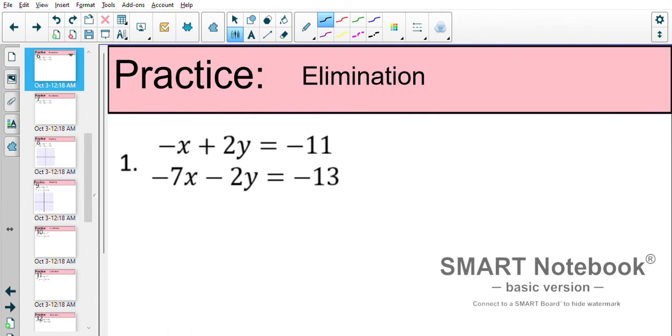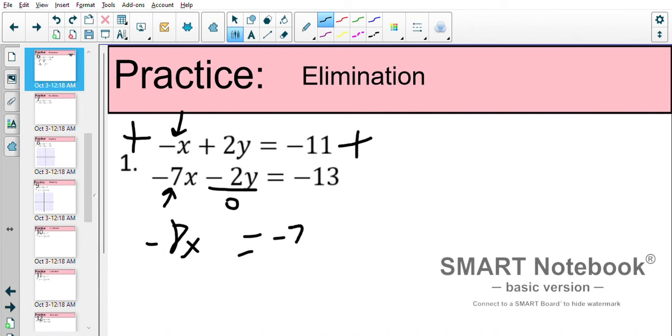I'm starting with elimination on this one because we've got a pair right there ready to go for elimination. We have the same number, positive 2 and a negative 2. The positive and a negative will end up eliminating each other when we add them together. So we're going to add together both sides. We have a negative 1x and a negative 7x together get us negative 8x. The 2y and the negative 2y together are 0. And on the other side we have negative 11 and negative 13 get us negative 24 together.